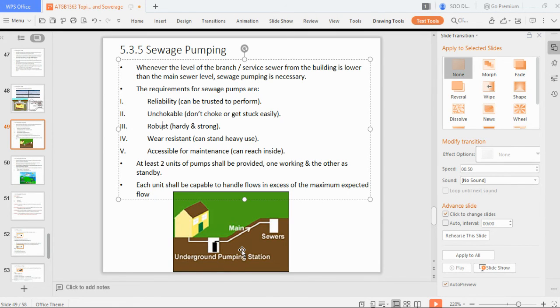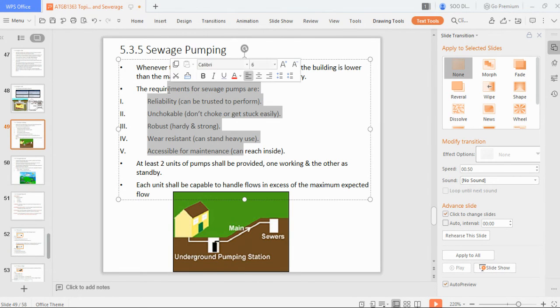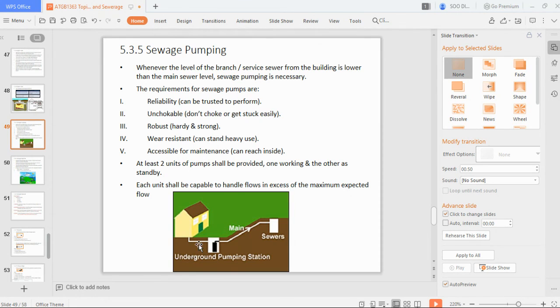But sometimes, due to it being in a condition where there's no choice, we still need to pump our sewage to the sewage treatment plant. So there are a few requirements which we need to fulfill, which are reliability, unchokable, robust, wear resistant, accessibility for maintenance. So these are a few requirements for sewage pumping, if we are unable to have a nice gradient of piping to the sewage treatment plant. An example of this is when the sewage treatment plant is actually higher than your residential area.